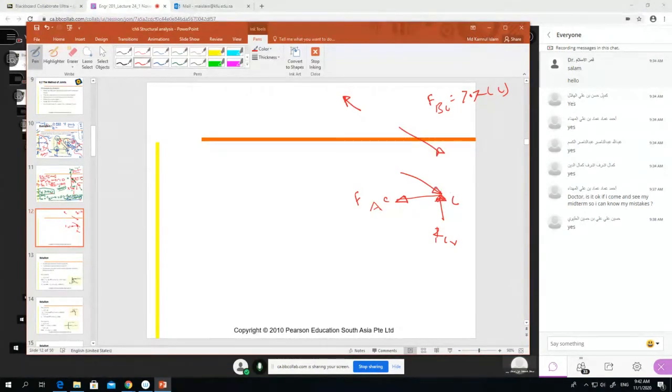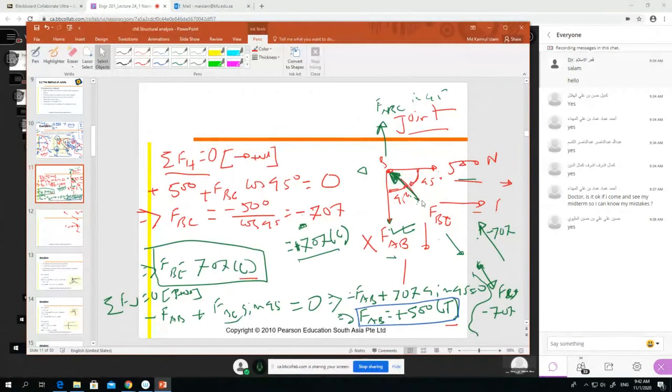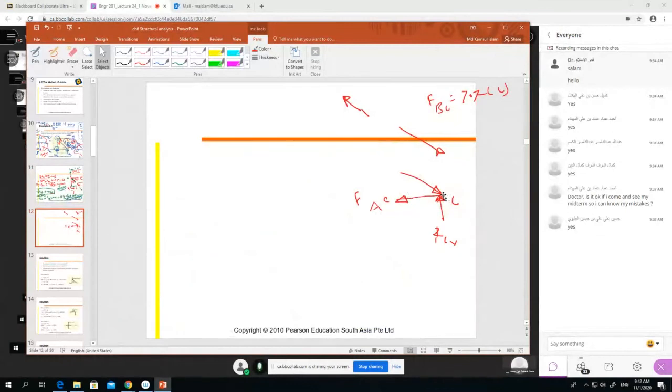Because FBC in the previous diagram you see here is in the upward direction, towards the joint, it means compression. So here it will be towards the joint, it will be compression, right? Opposite direction. If it is that side, it is that side. Okay. Now FBC equal to 707 compression written there, and this is a 45-degree angle.